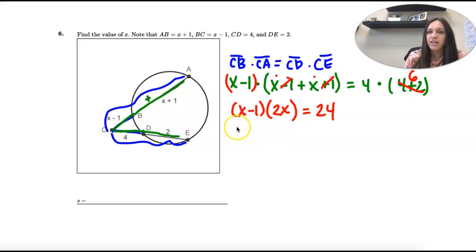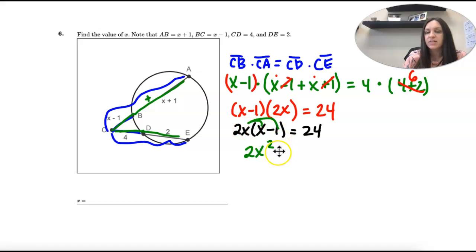Okay, I'm going to rewrite this. So I have 2x times x minus 1. That's usually how we see that, because then we can distribute. So 2x times x is 2x squared. 2x times negative 1 is negative 2x, equals 24.